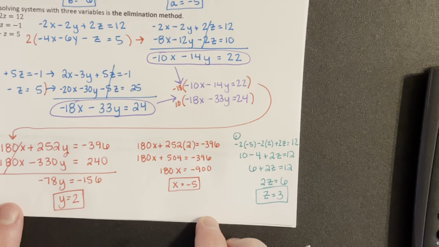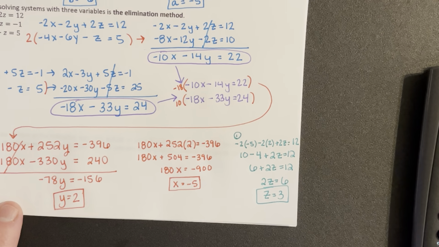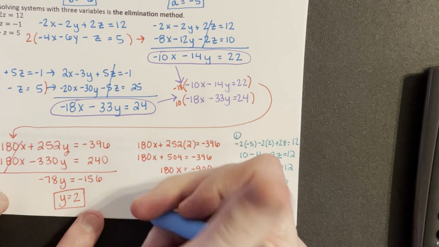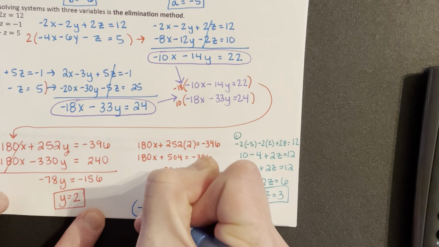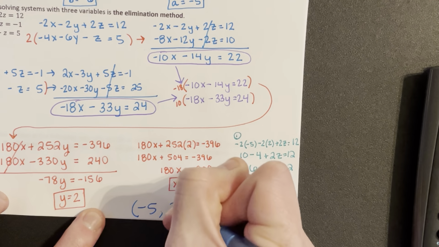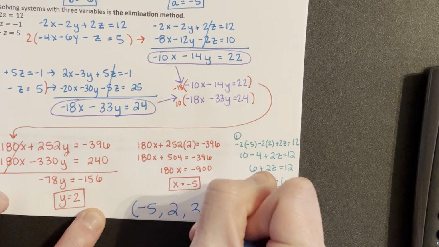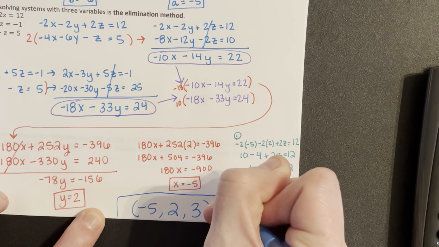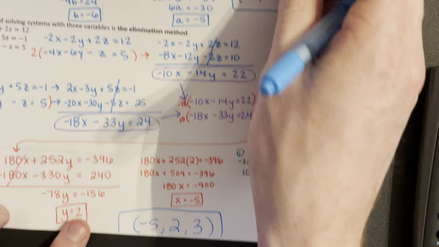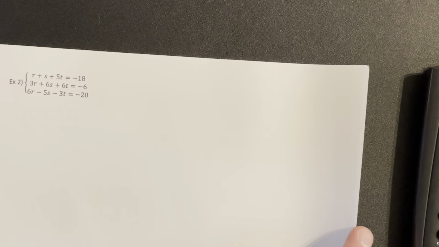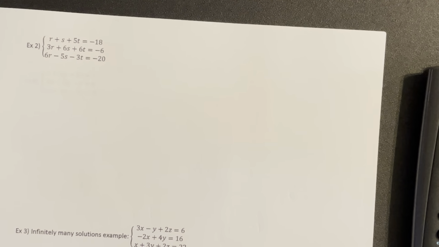So working all that out, we finally got it down to our 3 variables, and we just write our solution out in order. So x is negative 5, y is 2, and z is 3. Those definitely take up a lot more space when you're doing them. So try number 2 at that point.